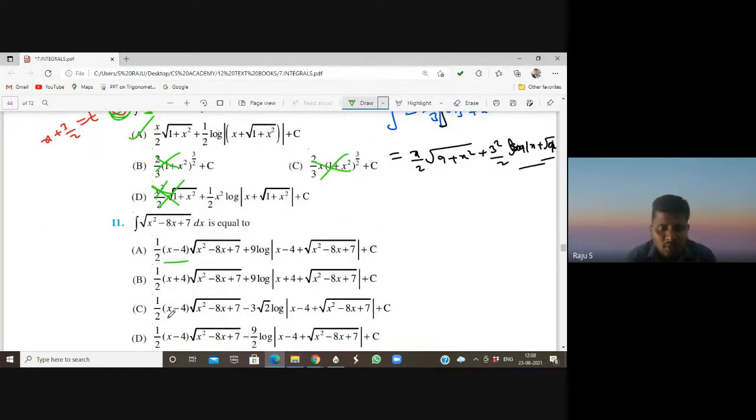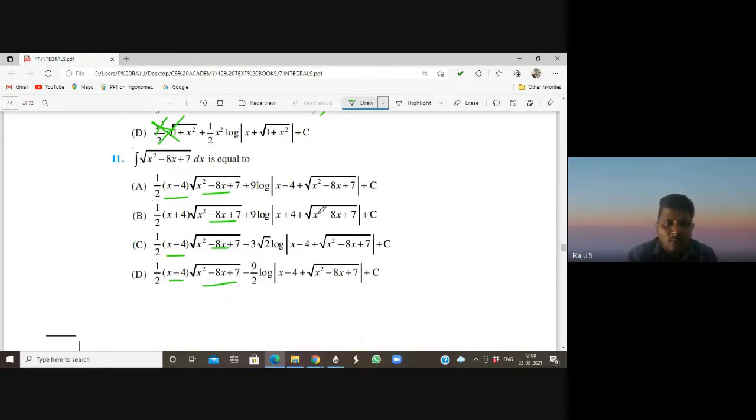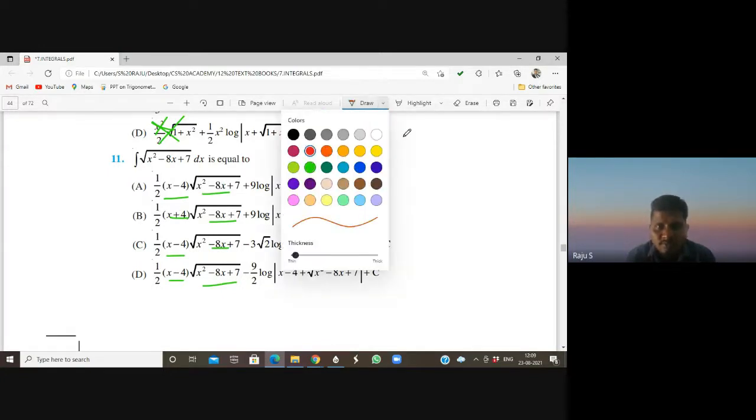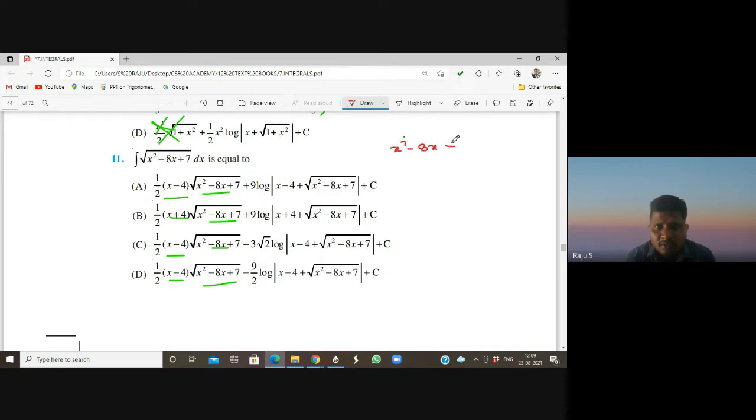Coming to the next one. Okay, x minus 4, x minus 4, x minus 4 they have given. So what do you observe here? A square by 2. What is a square? That is only the question. I'm going to take that expression again. x square minus 8x plus 7. x square minus 2ab, 2 into x into 4 plus 4 square minus 4 square plus 7. I'm adding and subtracting 4 square. This is x minus 4 the whole square minus 16 plus 7, minus 9.